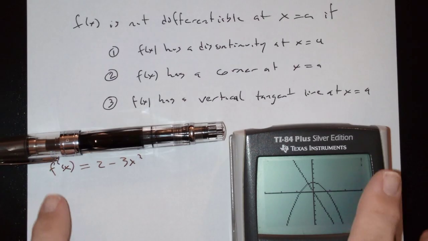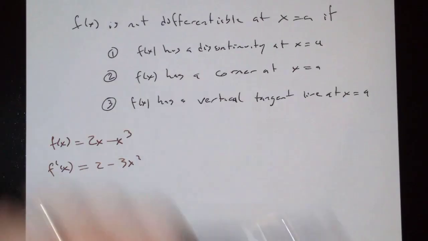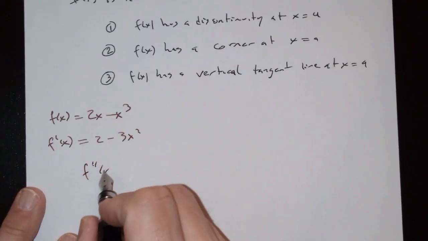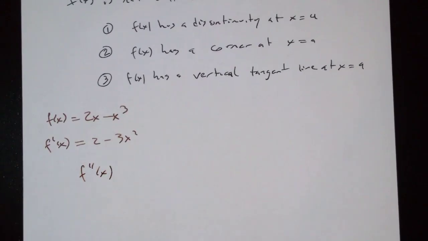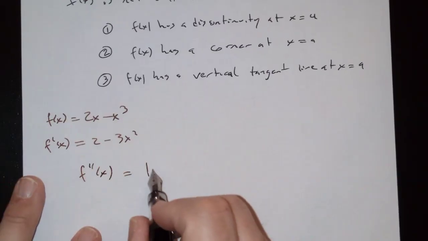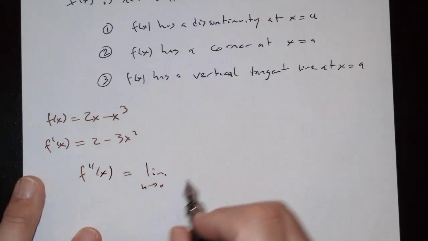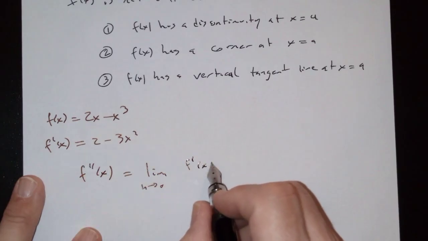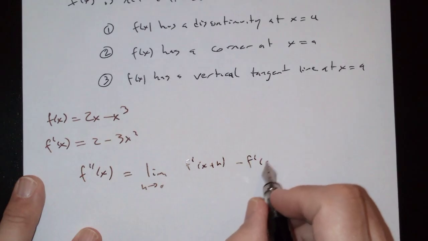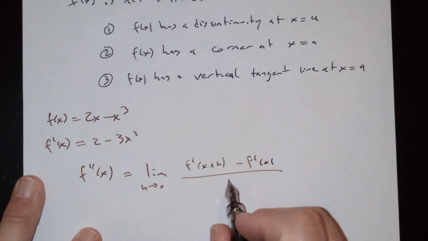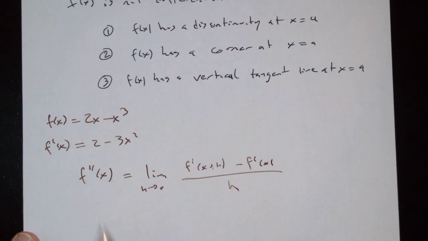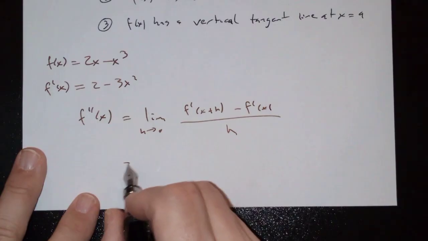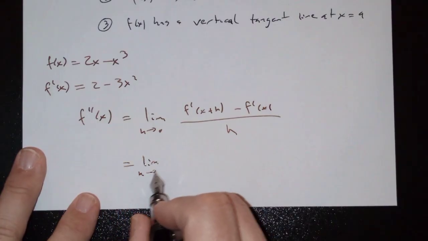But if I am taking the derivative of a derivative, I should get f double prime of x, a second derivative. But how do I get there? Limit as h goes to 0 of what? Well, of f prime of x plus h minus f prime of x over h, because I'm taking the derivative of the derivative. But I know this expression.